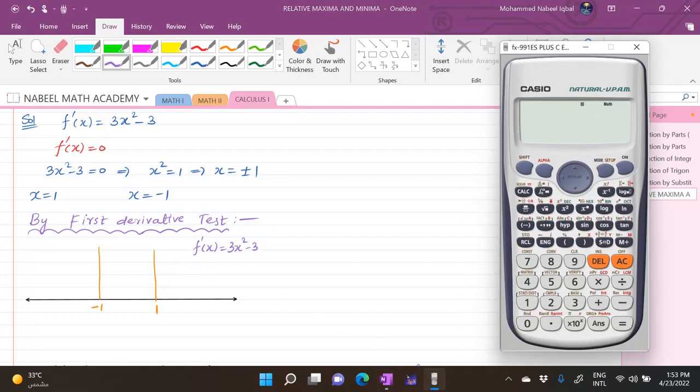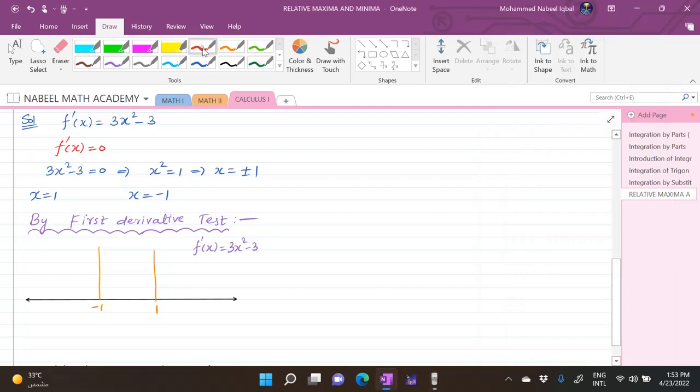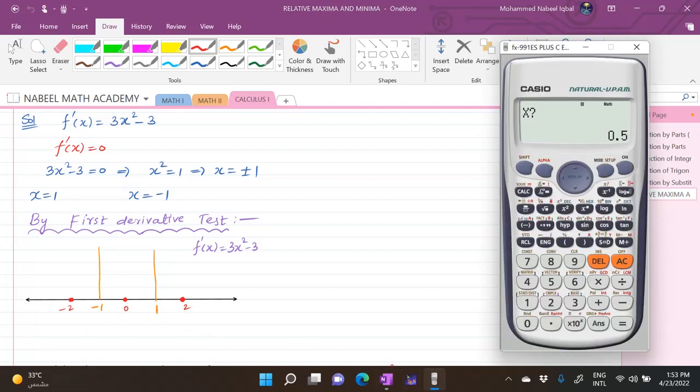So let us go with the calculator. I have to enter 3 alpha x square minus 3. Then press the calc button. It asks the value of x. What is the value of x? I just have to know the neighborhood points of minus 1, and similarly the neighborhood points of plus 1. So let us check here. I will take minus 2, I will take 0, and here I will take 2. I need the sign.